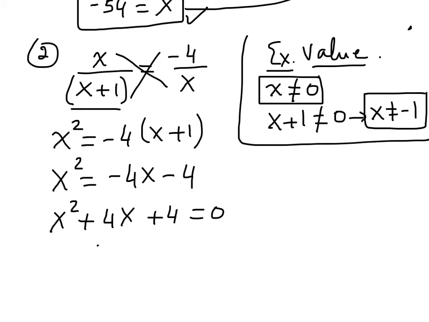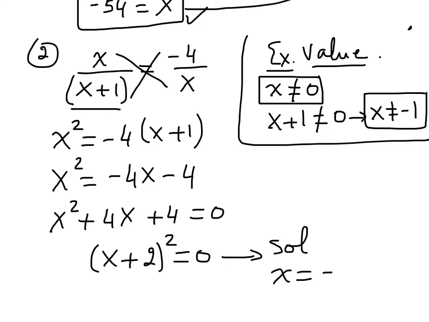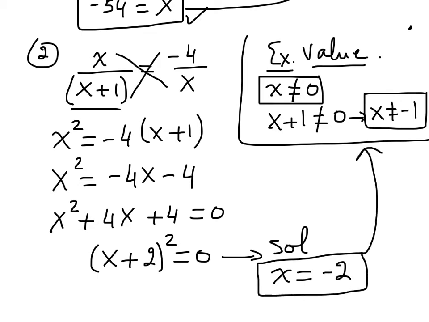This one is a perfect square. x plus 2 squared equal to 0. That means your solution should be x equal to negative 2. This is a good solution since it is not one of the excluded values.